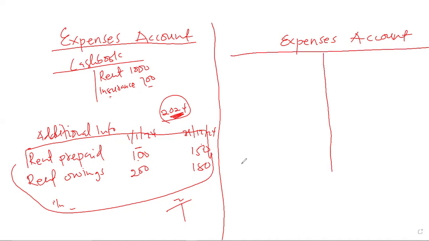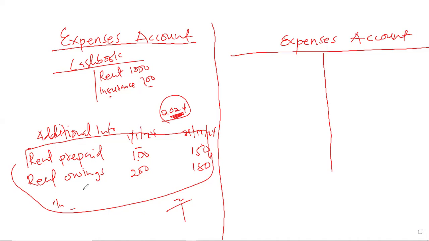So this is the format. Let's say you have rent here, then we have rent prepaid, or let's say expenses prepaid, and expenses owing. The first thing that you ask yourself is: rent prepaid, or rent paid in advance, is it an asset or a liability?